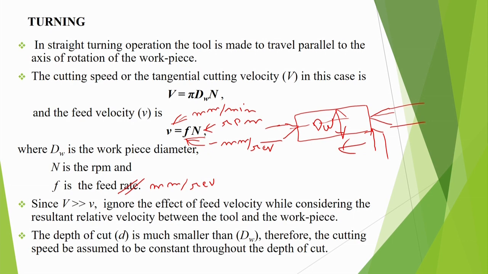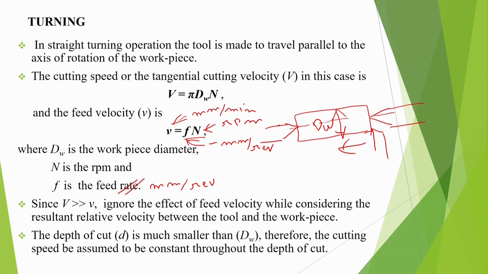Since capital V is much greater than small v, that means cutting velocity is much greater than feed velocity, we ignore the effect of the feed velocity while considering the resultant relative velocity between the tool and the workpiece. That effect is neglected, and the depth of cut d is much smaller than dW.